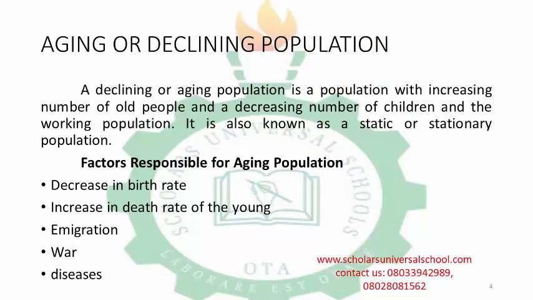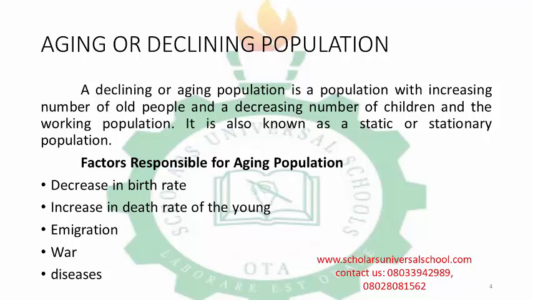Now, the next slide, we are going to look at the aging or declining population. When we talk about aging population, we are looking at the number of old people in a particular country. So when we have an aging or a declining population, it simply means that that country has a higher number of old people than that of the young people or the youth. So there are some factors that are responsible for this.